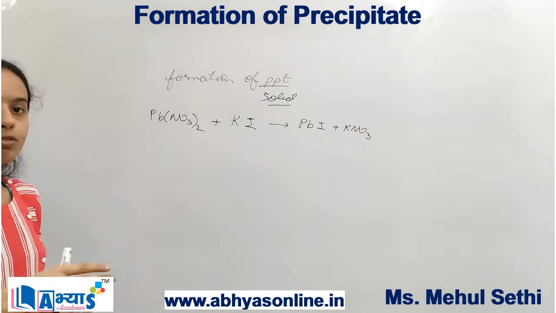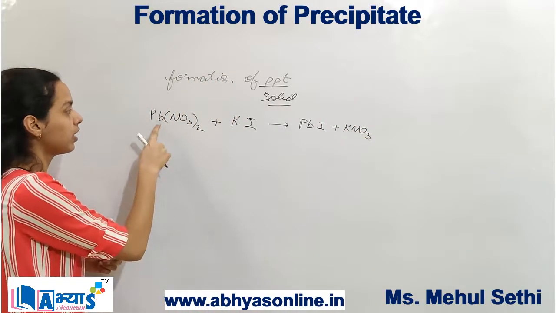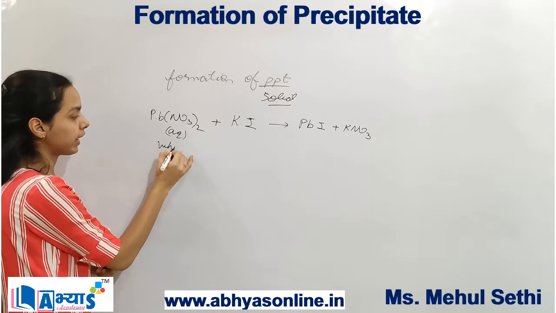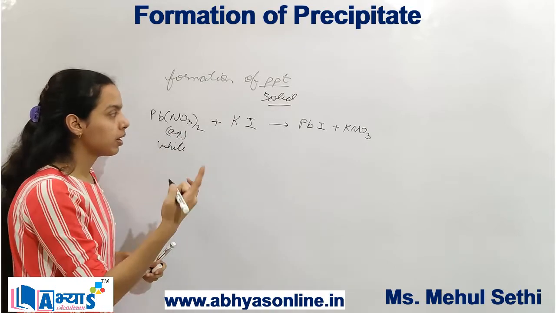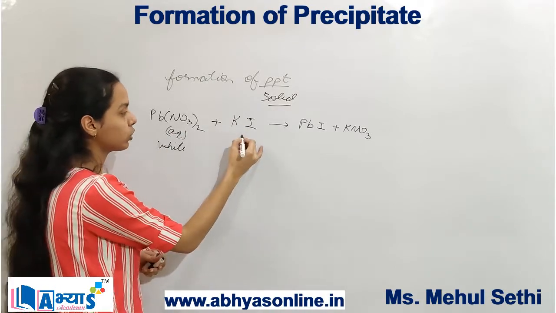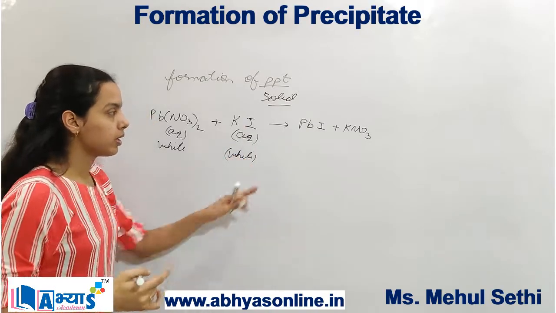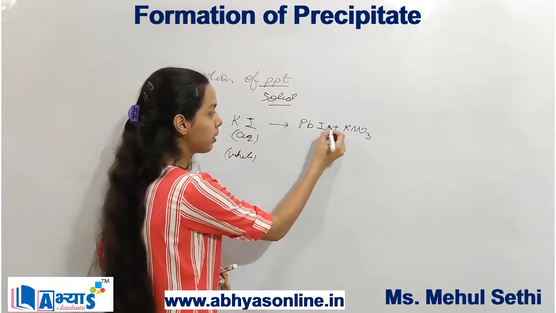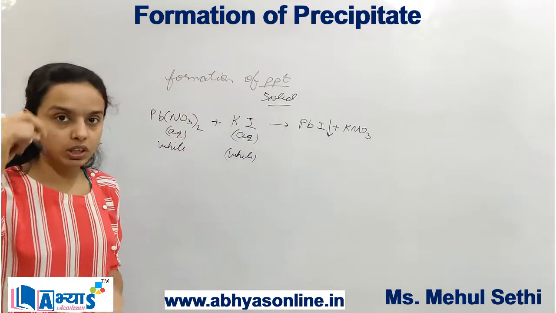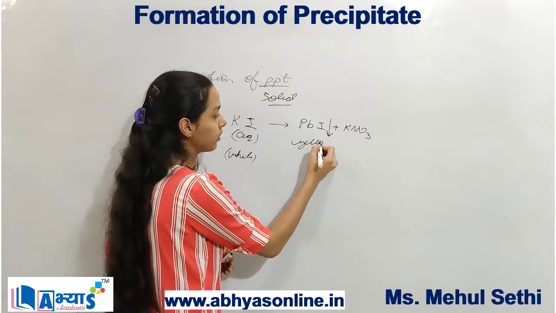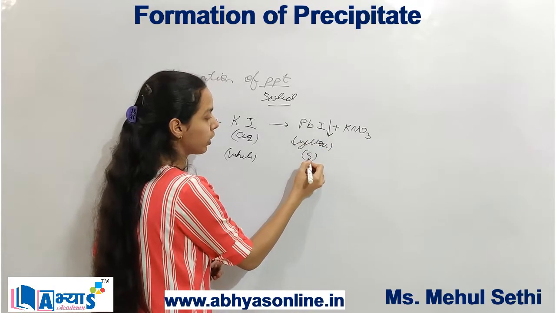So out of these four compounds, we can say that lead nitrate is basically an aqueous solution which is white in color. Similarly, potassium iodide is also aqueous, which is white in color, and lead iodide is basically a precipitate. So I will show it with a downward arrow, that means it is insoluble and it is yellow in color and it is a solid.